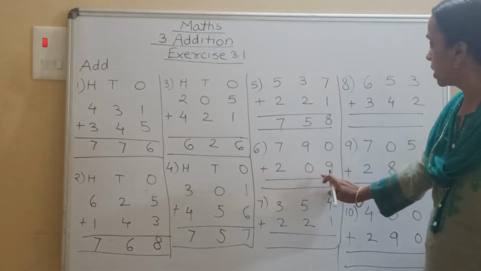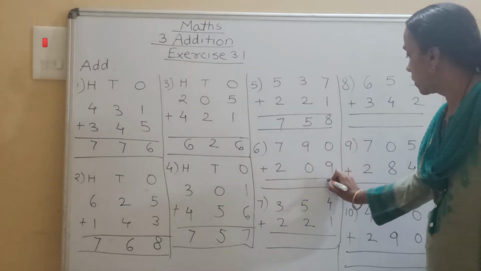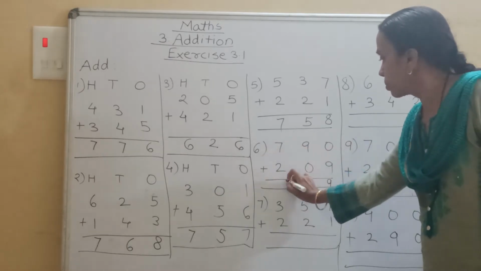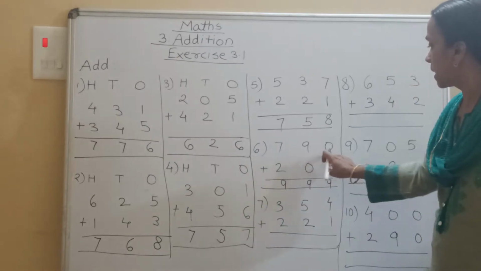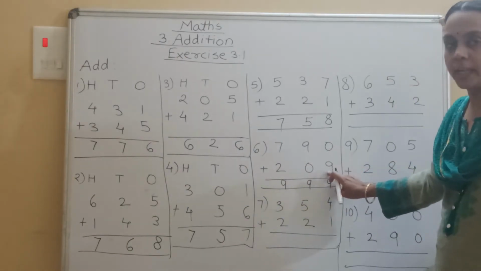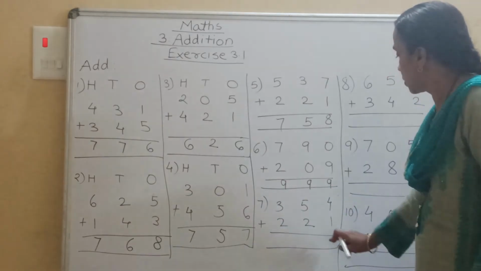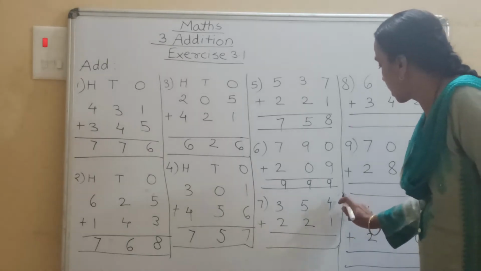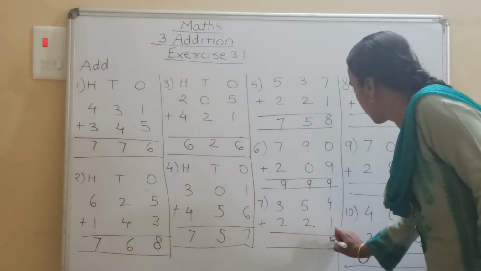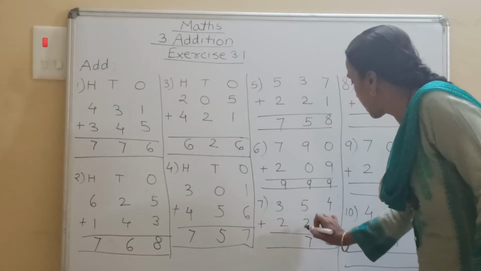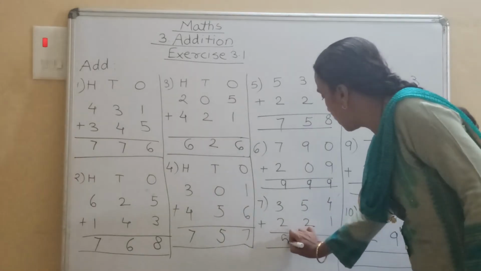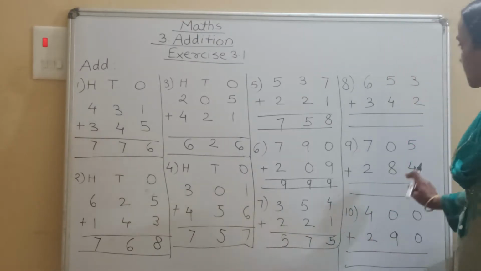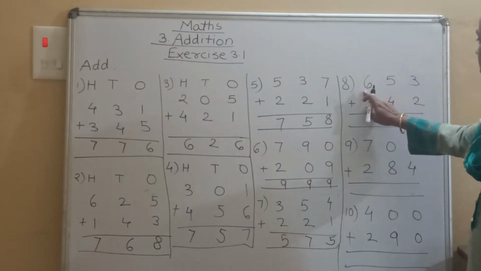Now see the sixth question. 790 plus 209. 9 plus 0, 9. 9 plus 0, 9. 7 plus 2, 9. So what is our answer? 999. Now see the seventh question. 354 plus 221. 4 plus 1, 5. 5 plus 2, 7. 3 plus 2, 5. So what is our answer? 575.